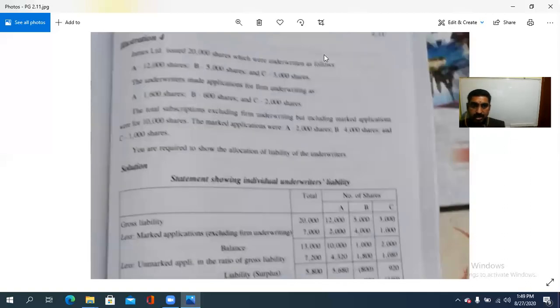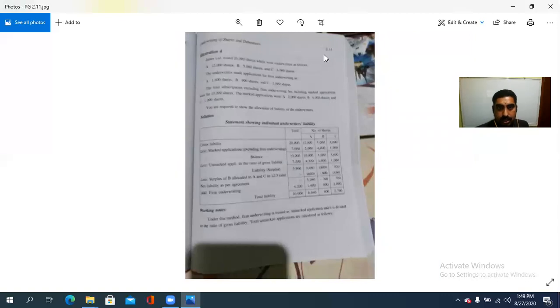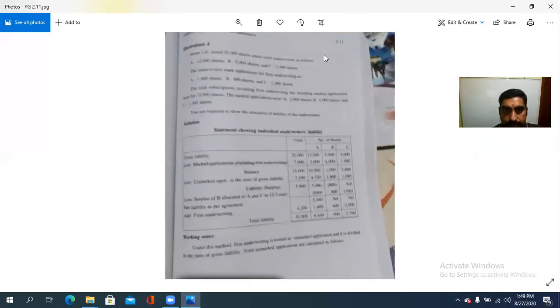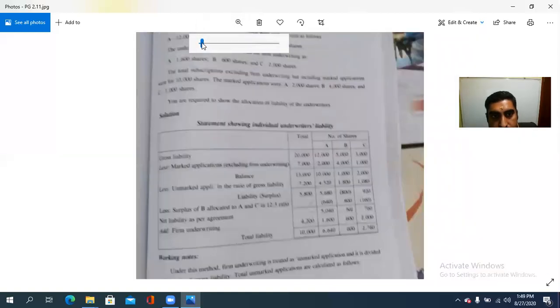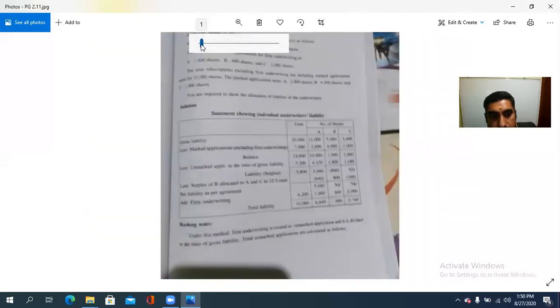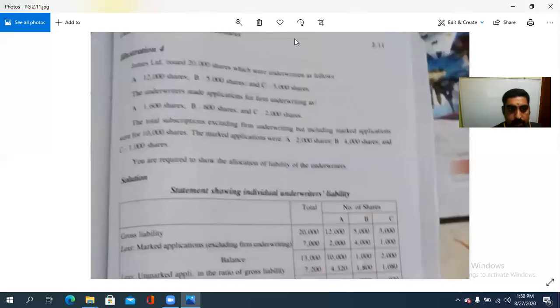James Limited issued 20,000 equity shares which were underwritten as follows: 12,000, 5,000 and 3,000. Underwriters made the application for firm underwriting: 1,600 for A, 600 for B and 200 for C. Total subscriptions excluding firm underwriting but including marked application were 10,000.